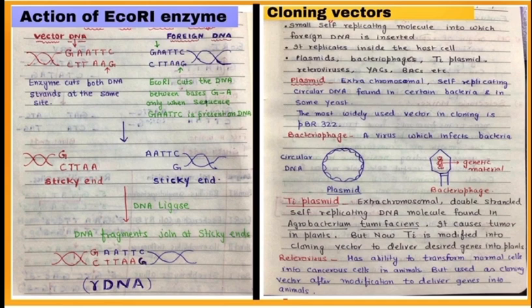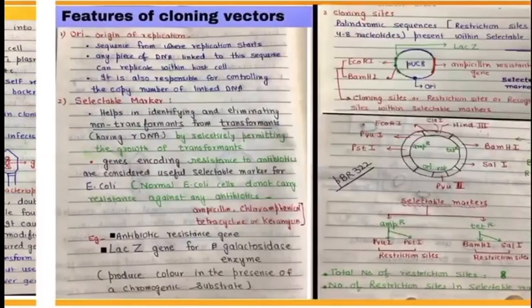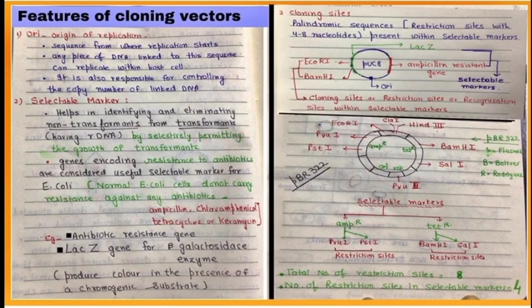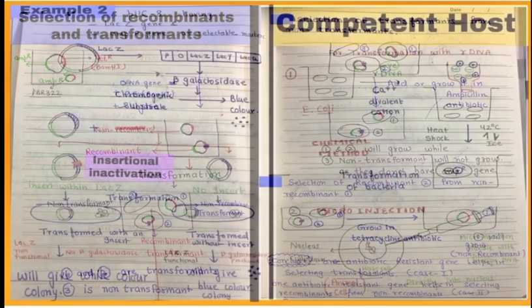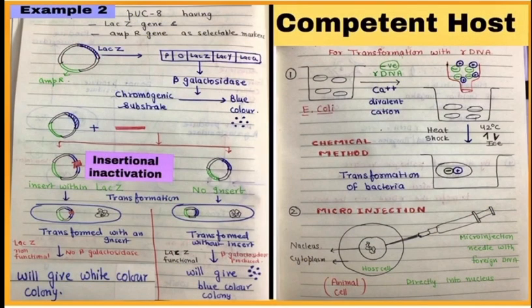After this, what are cloning vectors? Features of cloning vectors like presence of origin of replication, selectable markers and cloning sites. How selectable markers help in selection of recombinants and transformants. Insertional inactivation is explained here with the help of an example.